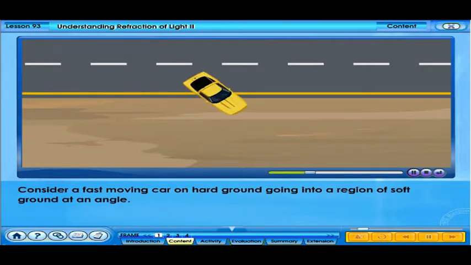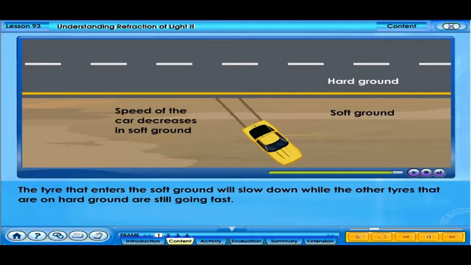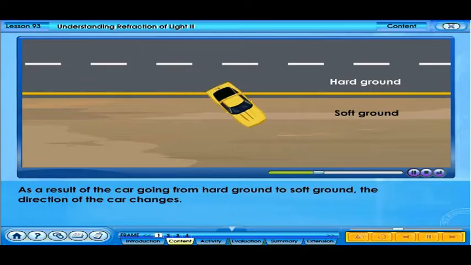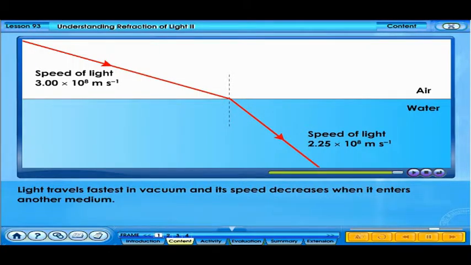Consider a fast-moving car on hard ground going into a region of soft ground at an angle. The tire that enters the soft ground will slow down while the other tires that are on hard ground are still going fast. As a result of the car going from hard ground to soft ground, the direction of the car changes. The changing path that the car travels between different mediums best describes how light travels with different speed in different mediums. Light travels fastest in vacuum, and its speed decreases when it enters another medium.